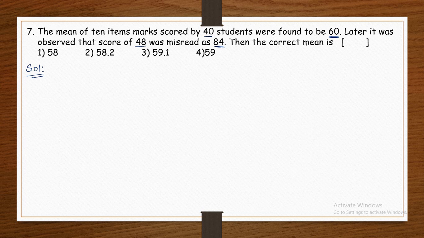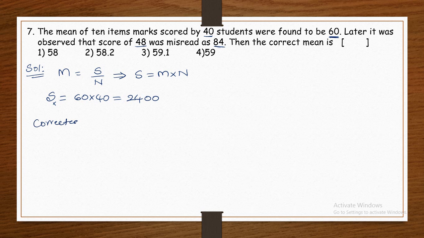Before that, what is the formula? Mean is equal to sum of observations by number of observations. From this, sum of observations is equal to mean into number of observations. So first find the sum. The mean is 60 into number of observations 40. So 60 into 40: 6 fours are 24 followed by 2 zeros. So I got the sum. Is this the correct sum? This is not the correct sum, right? So I need to find the corrected sum.